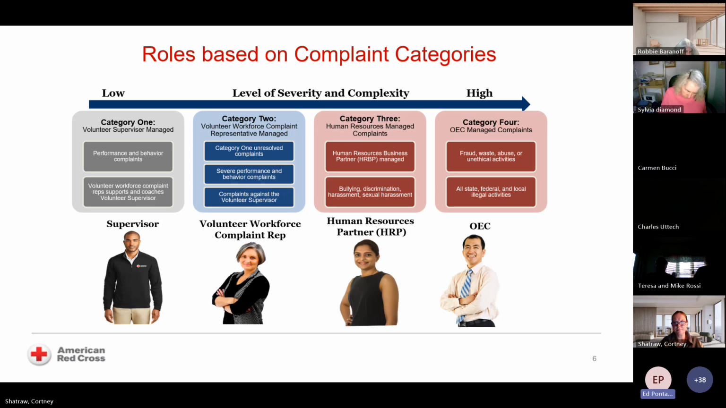But at the category 3 level, the volunteer relations team member only is a conduit to the human resources partner, who will actually take responsibility for resolving that matter.